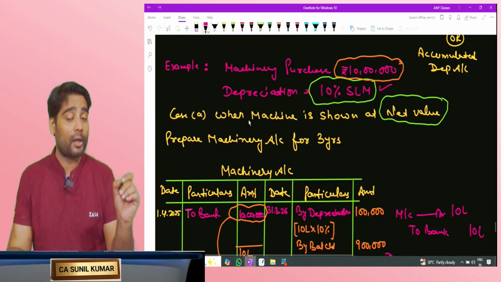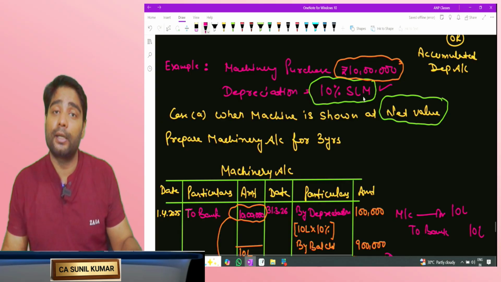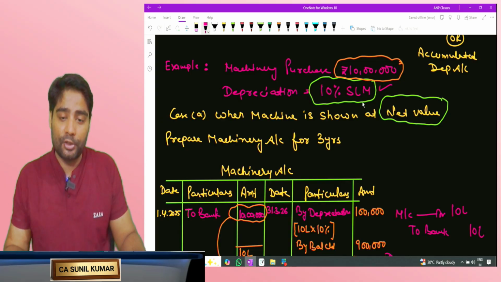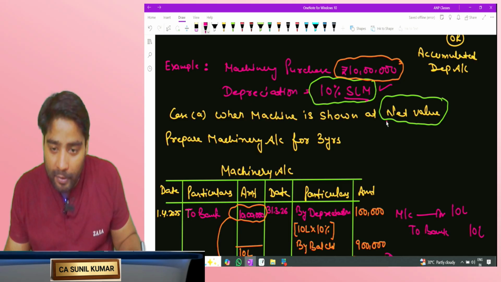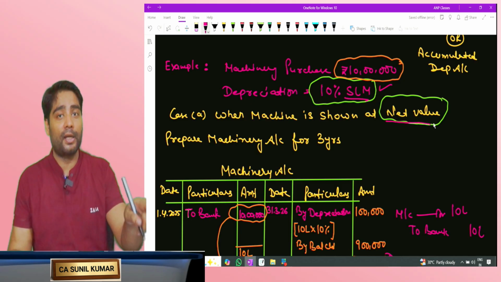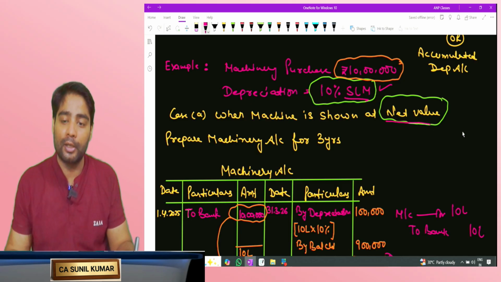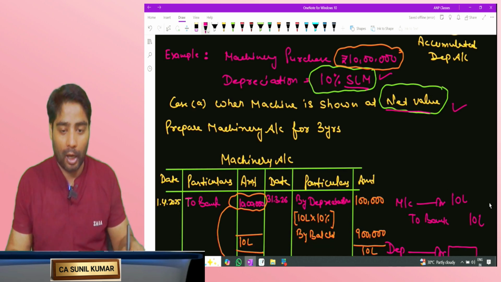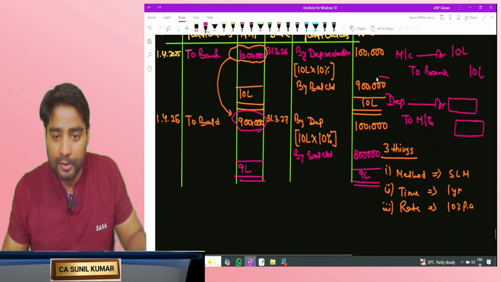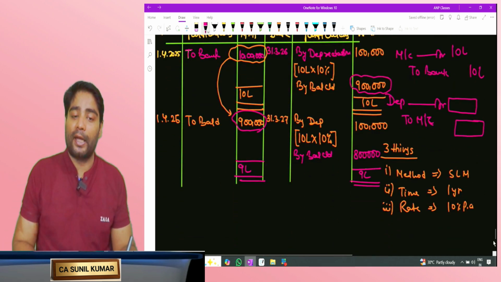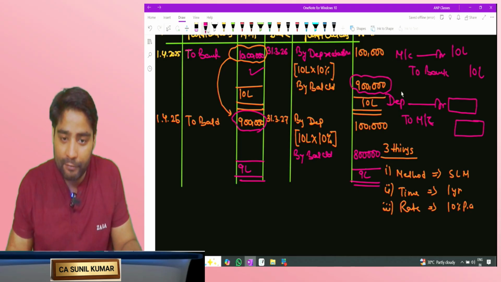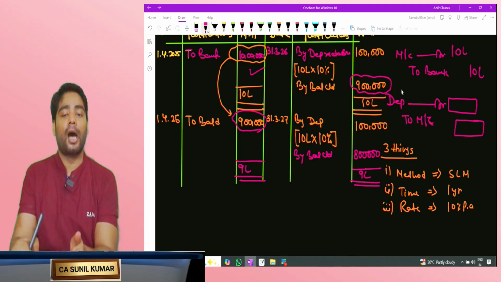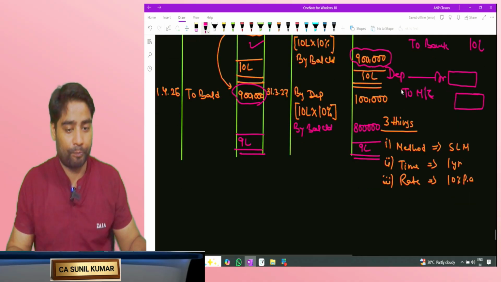So in this example, what I have taken, sir, I have taken the charging method as straight line method. And when I show the asset in the balance sheet, it is shown at net value. How? Look at this. What is the value? 9 lakh. At what value I have purchased? 10 lakh. But I have deducted the depreciation.